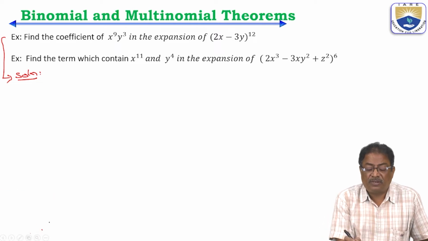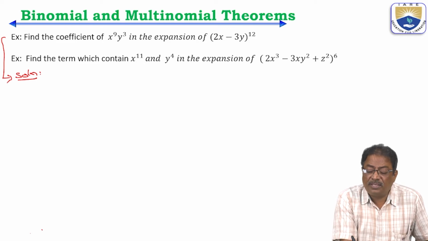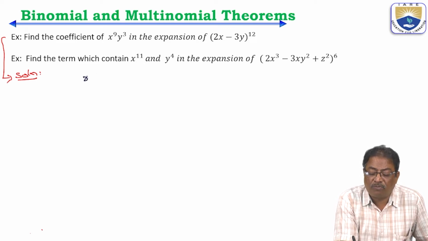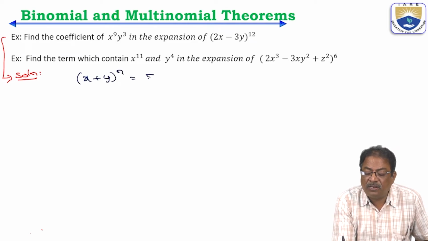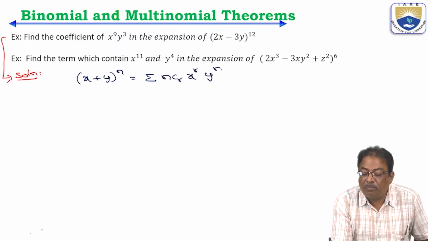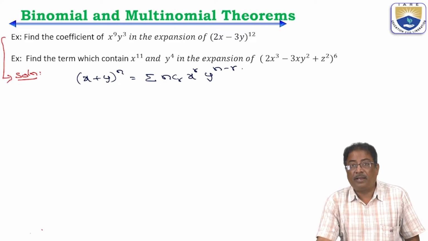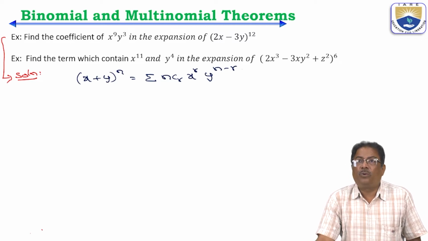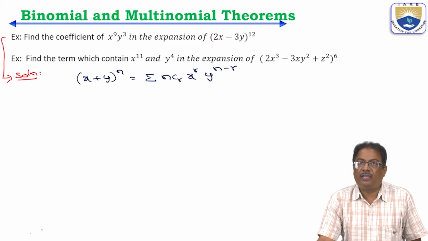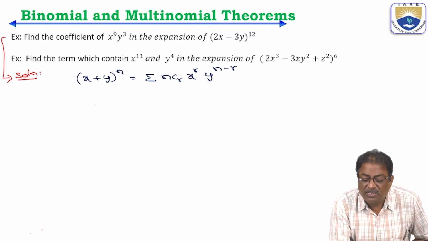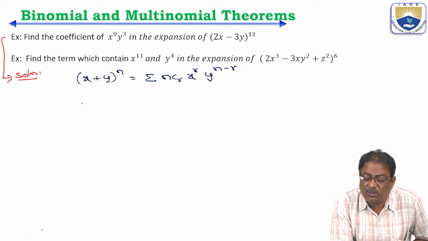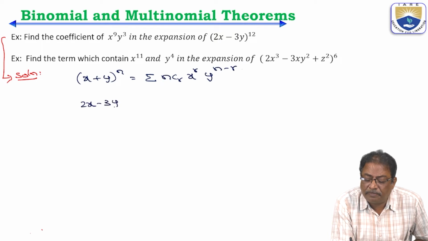we have (x plus y) whole to the power of n equals the summation of nCr x to the power of r y to the power of n minus r. In the place of x, we have 2x. In the place of y, we have minus 3y. So I'm just substituting this. So what am I going to get? (2x minus 3y) whole to the power of n, where n is 12.